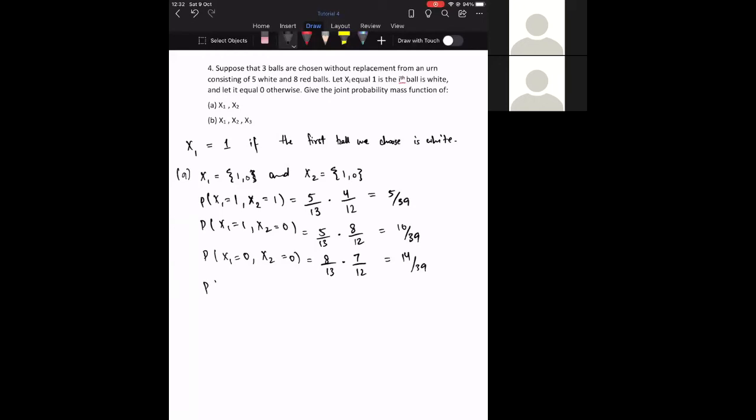And then we have x1 equal 0 and x2 equal 1, so the first ball is not white and the second ball is white. So 8 over 13 times 5 over 12. Note that we're not looking at the third ball because we're only concerned with the probability distribution of the first two balls.